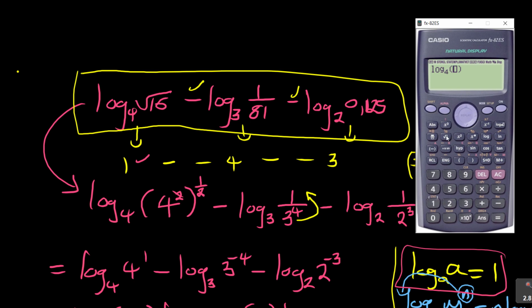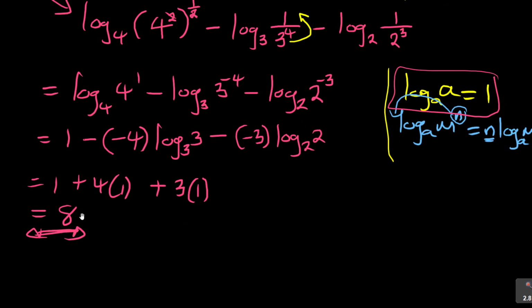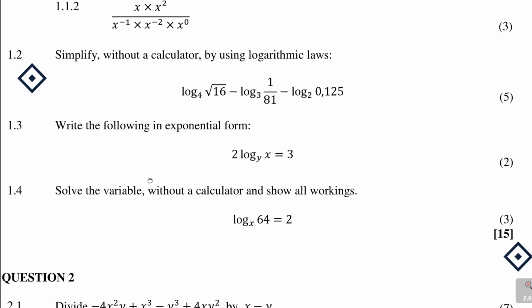Look, 4 square root of 16 and minus, now we are inputting those negatives, you see, log 3, and then fraction is 1 over 81. Are you with me there? And then minus again, log base 2 of 0,125. Now if you say equal to, there it is. See, I get the number 8, which is what we got here. Alright, so guys, that's how this thing works. Look at this.